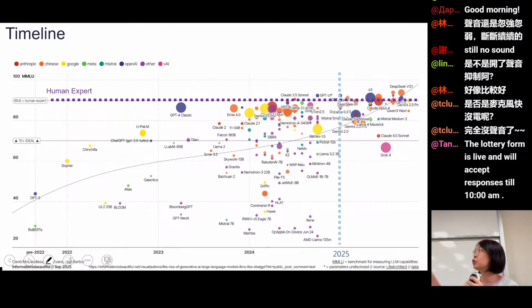So you can imagine the human expert actually has a score close to 90%. Before 2022, the language models probably only had about 10% of that rate, and that is a difficult problem because you can see a huge gap. You see GPT-3 right here.